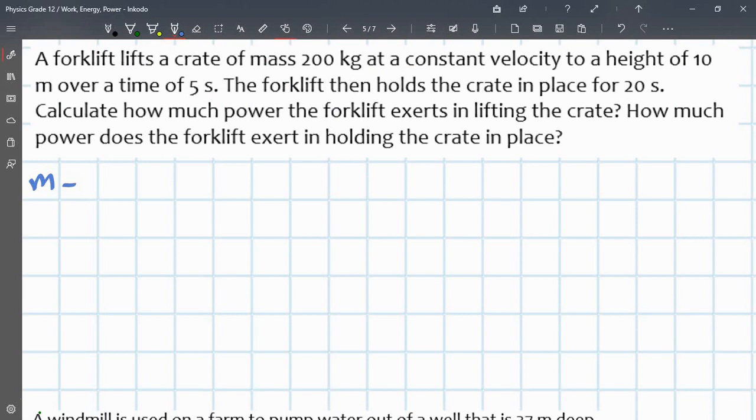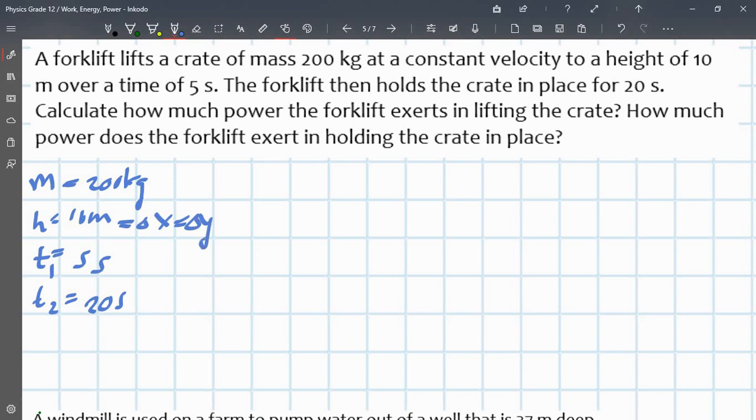Okay, so we're given mass is equal to 200 kg. We've got height is equal to 10 meters, and time 1 is equal to 5 seconds, and time 2 when it's stationary is equal to 20 seconds. So we have mass, height, and time. Height can also be thought of in this case as displacement. That's the amount of movement. It can be changing x or changing y. It should actually be changing y, but we'll just call it changing x.